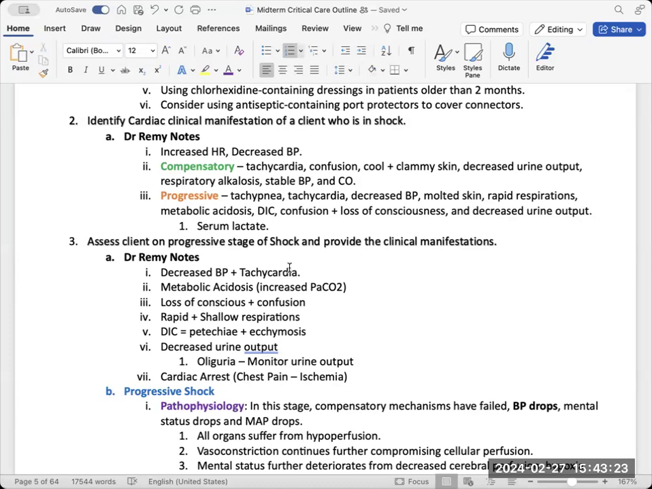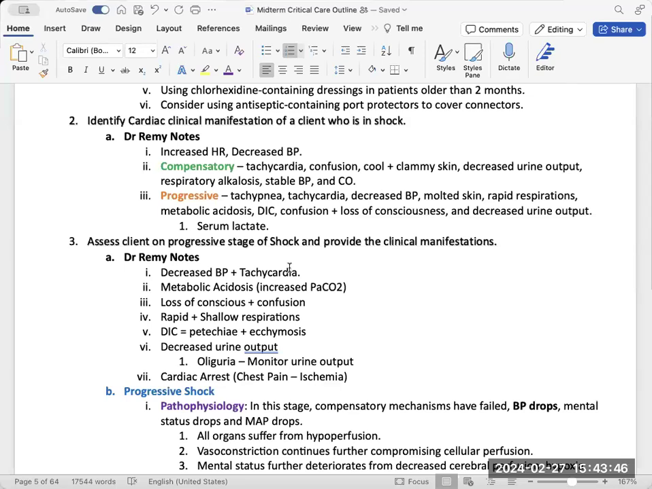This is when the body says, okay, I see what's going on, but I'm going to maintain cardiac output. I'm going to maintain the blood pressure. Other things that are going to be going on in the body, though, are tachycardia, confusion, decreased urine output, respiratory alkalosis, as well as they'll be cool and clammy, right?